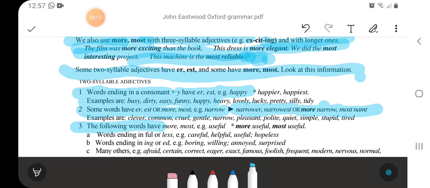The following words have more, most endings. Like useful, more useful or most useful. Words ending in full or less, like helpful, useful, hopeless, right? So these will always take more or most. Words ending in ing or ed like boring, willing, annoyed and surprised, they will take more and most.